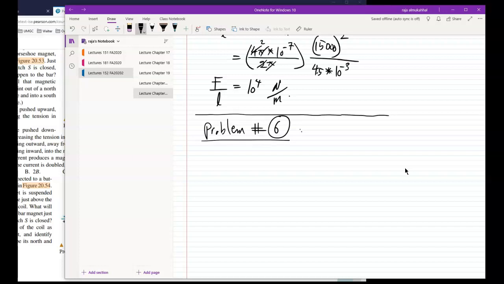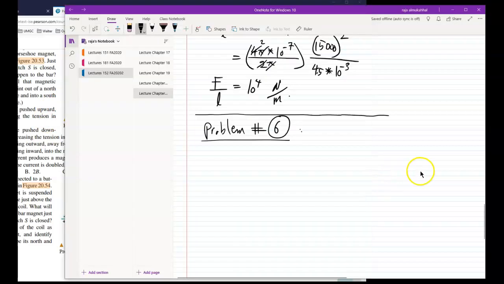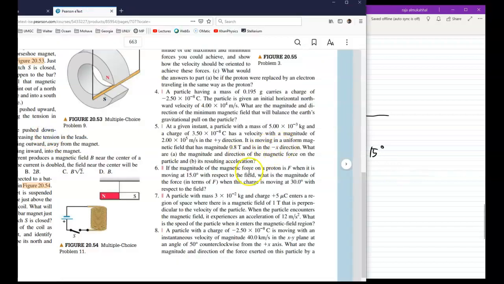So he says, let's take some notes as we read it. He said the magnitude of the magnetic field, okay, so we have a proton, and then he says the force F when phi is equal to 15 degrees. Got it? That's what he says. He said the magnitude 15 with respect to the field.